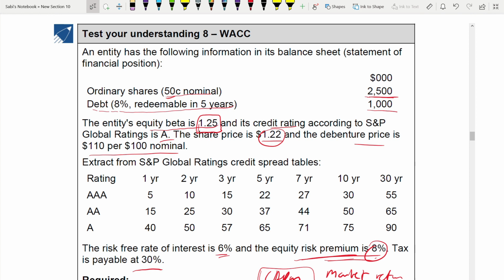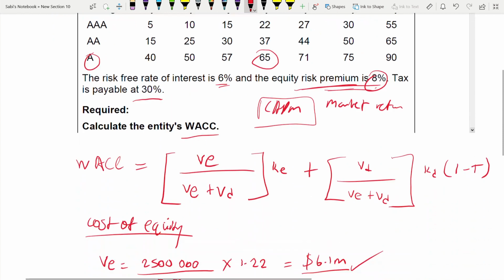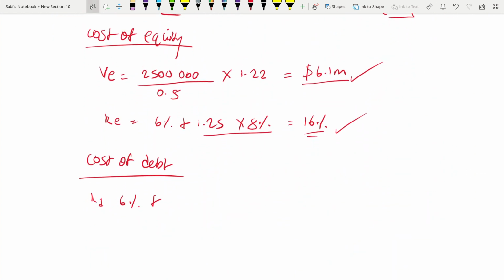You have to see 8%, 5 years. The rating is A rating. So A rating, 5 year, 65 basis points. 65 basis points means 0.65%. So it will be 6.65%. But remember, the 6.65% is pre-tax, so adjust for tax. 1 minus tax. Tax is 30%. 1 minus 30 is 70, so 0.7. Which will be 4.66%. Obviously, this is 16 and this is 4.66%, so your cost of debt will be less than your cost of equity.